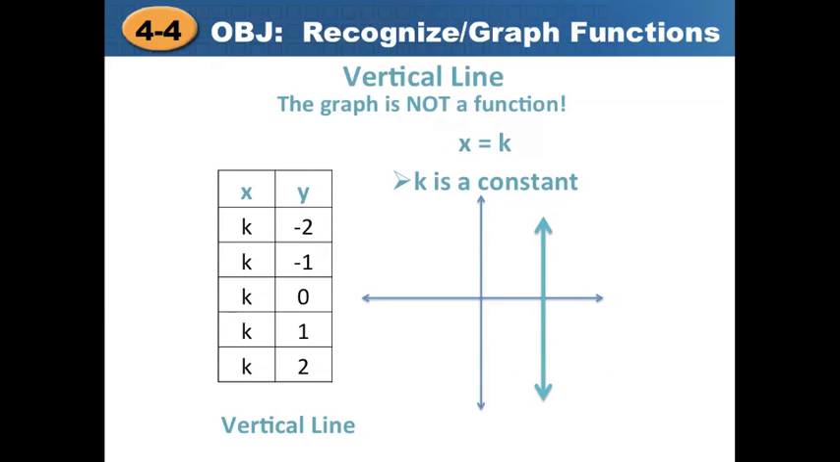Let's look at our last type of graph, a vertical line. Again, on the front of your handout sheet, copy this information to your paper. Notice this graph is not a function. If we use the vertical line test, a vertical line would fail the vertical line test. In this equation, x equals k, and again, k is a constant. Be sure to fill that in on your handout sheet.